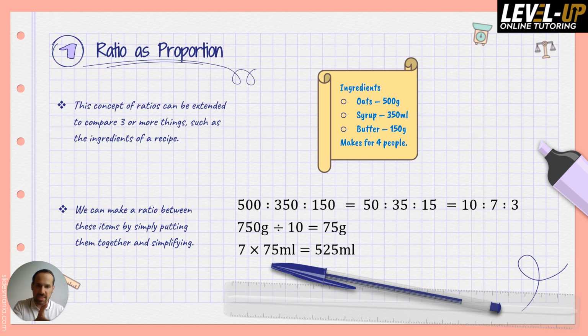So what we do is multiply that by 7, because in the ratio you see it represents 7 parts. And then finally the butter represents 3 parts. We do 3 lots of 75 and we get 225. So if we can calculate what one part is, we can then work out how to adjust the other values based on that ratio.